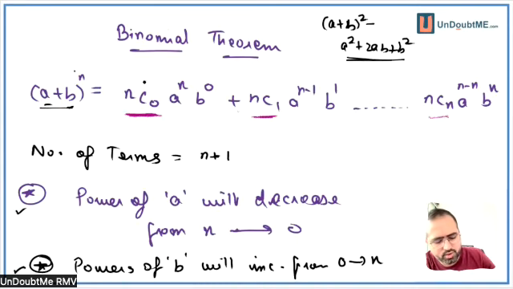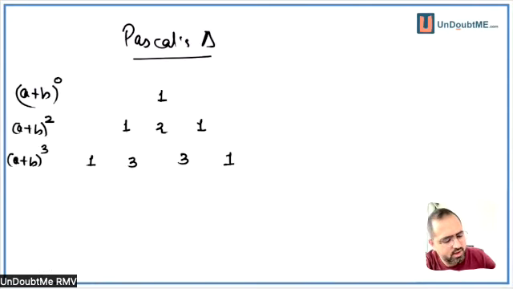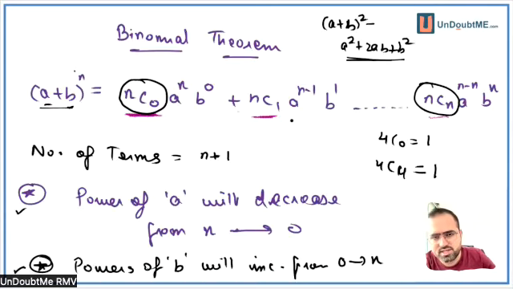That I can show you here also. nC0 and nCn is always 1, whatever is the n value. If you do 4C0, it will be 1 only. If you do 4C4, 1 only. Then (a plus b) to the power 4 will be 1, 4, 6, 4, 1, and so on. This is how we can keep on writing the terms. So it is up to you. If you are comfortable with Pascal's triangle, you can use it, but there will be times where you will realize that this will not help you. So you should understand this expansion properly.